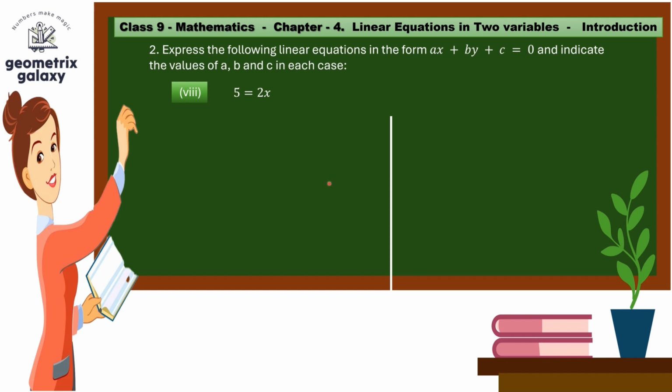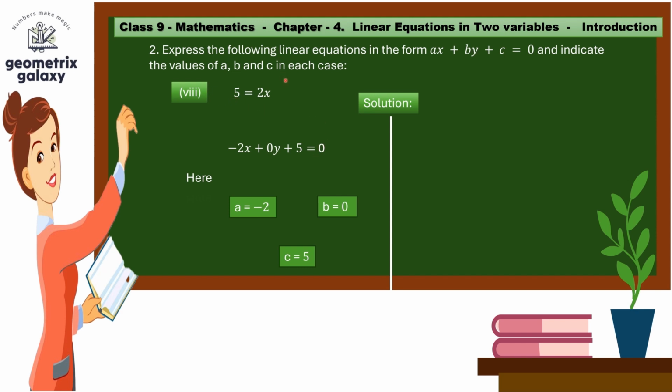Eighth subdivision is 5 is equal to 2x. Here we don't have y term and the constant term is equated to 2x. We can do it in two methods. Either we can transpose 5 to the right hand side or we can transpose 2x to the left hand side. First we will transpose 2x to the left hand side. So if we transpose 2x to the left hand side, it becomes minus 2x plus 0y plus 5 is equal to 0. So a takes the value minus 2, b takes the value 0 and c takes the value 5.